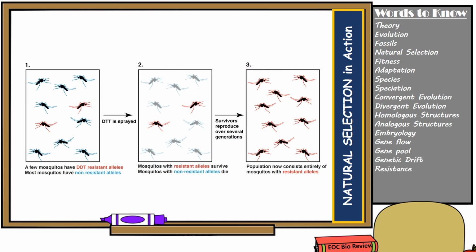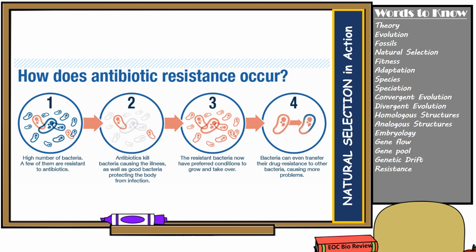For instance, the number of cases of malaria around the world has increased dramatically due to the increase in infected mosquitoes that cause malaria that are now pesticide resistant. Now, because of natural selection, the number of resistant organisms is likely to continue to increase if people keep using these pesticides. Another example is bacteria developing antibiotic resistance.